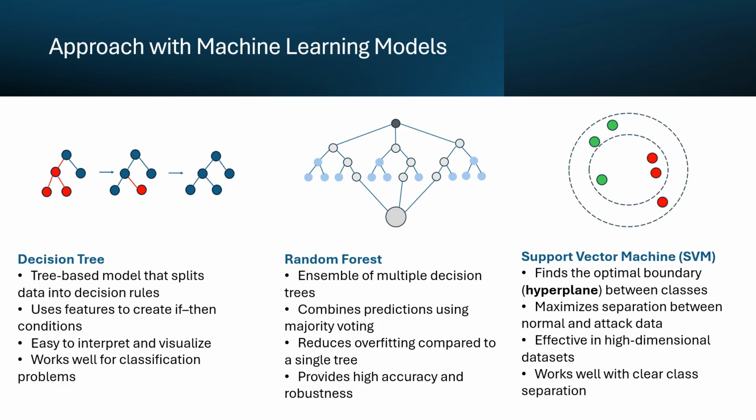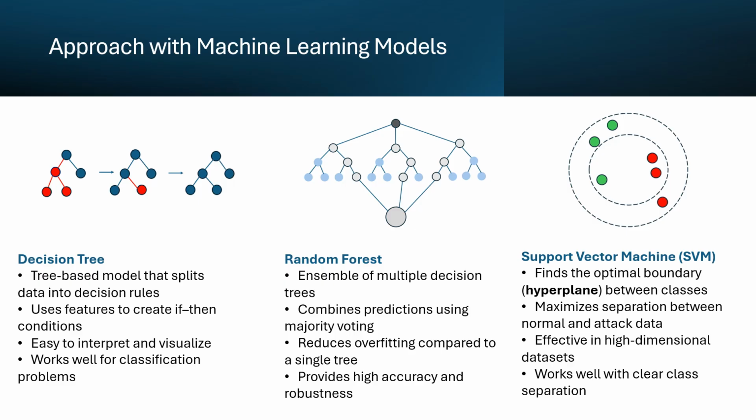Support vector machines take a different approach by finding an optimal boundary, or hyperplane, that maximizes the separation between normal and malicious traffic. This makes them particularly effective in high-dimensional datasets.